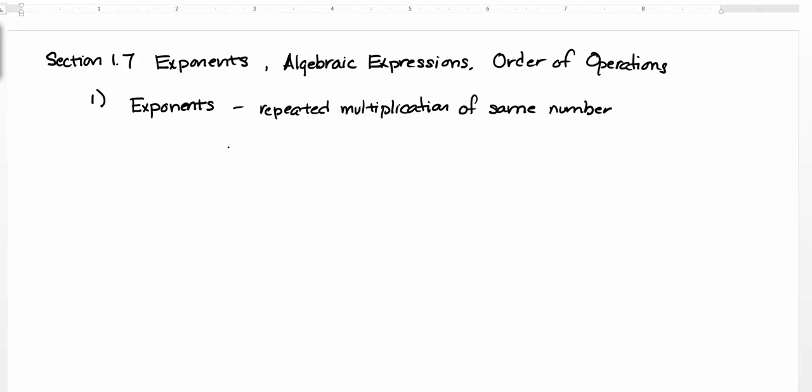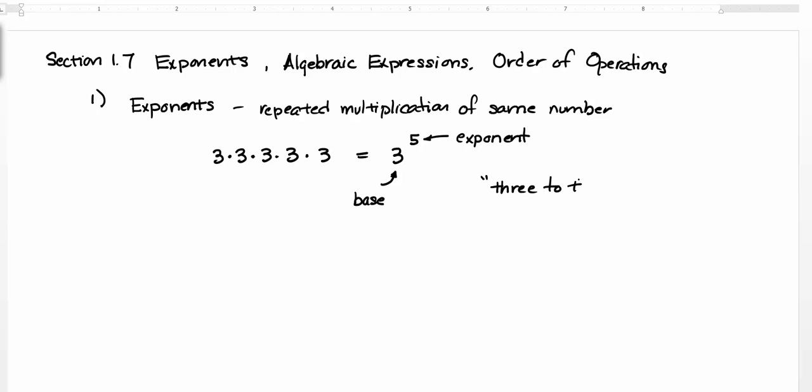So, for example, if I have 3 times 3 times 3 times 3 times 3, I'm multiplying 3 5 times. The notation we use is 3, and then we have the superscript, which we call the exponent, to the 5th power. The 3 is called the base. That's the number that's being multiplied. And 5 is the exponent, which tells you the number of times it's being multiplied. And we can also say that this is 3 to the 5th power.